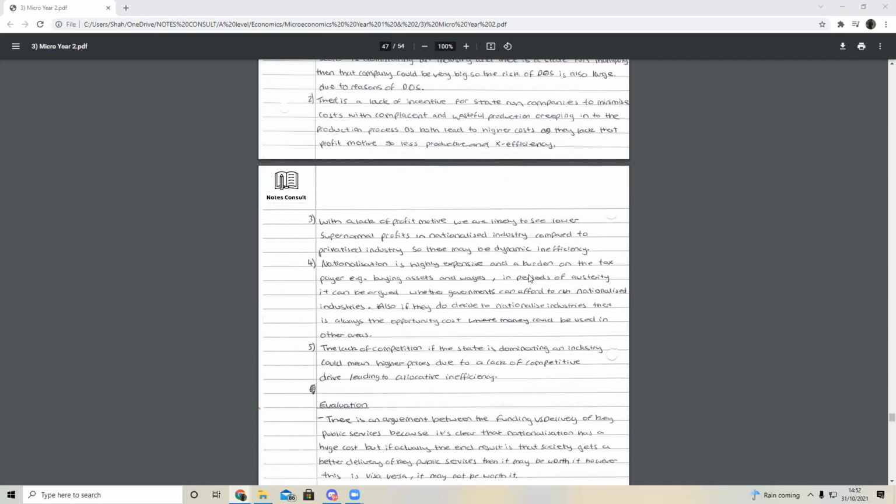Nationalization is highly expensive and a burden on the taxpayer. For example, buying assets and paying wages in periods of austerity, it can be argued whether governments can afford to run nationalized industries. First of all, the government has to buy it, and they have to pay a lot to actually run it. That's going to take a lot out of their budget and impact the economy, and impact us because we're going to live in a period of austerity where the government cuts what they give out in other places, for example benefits.